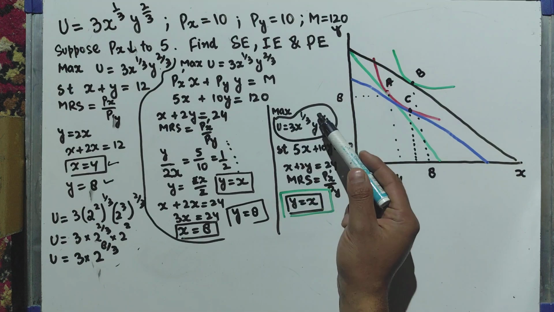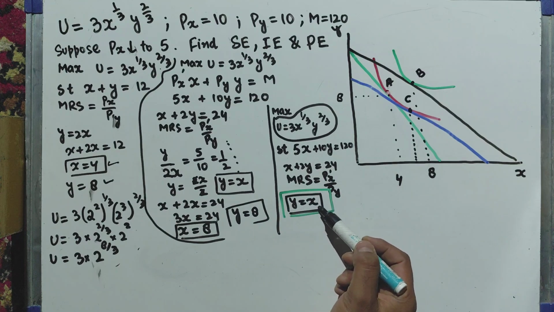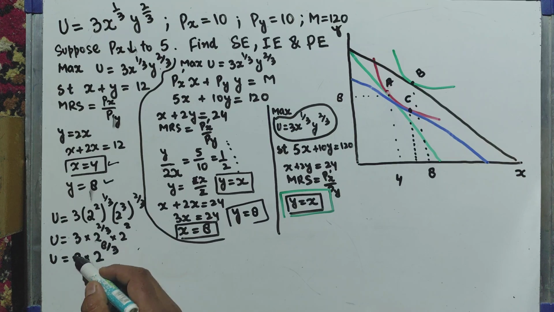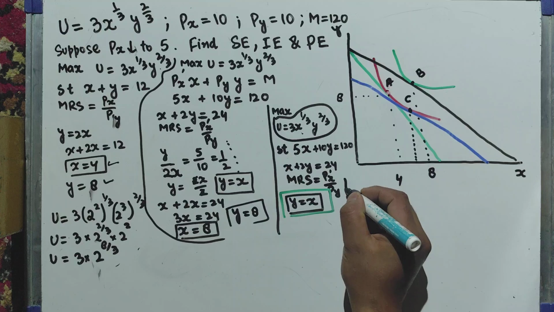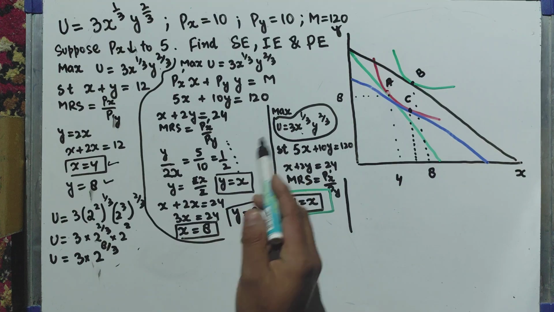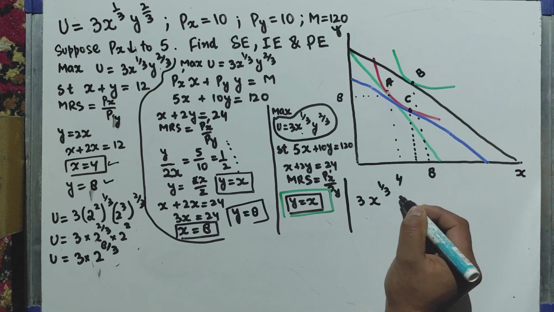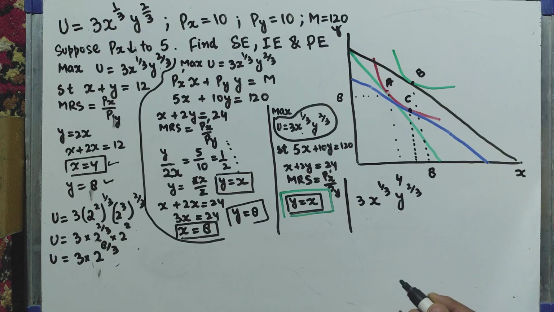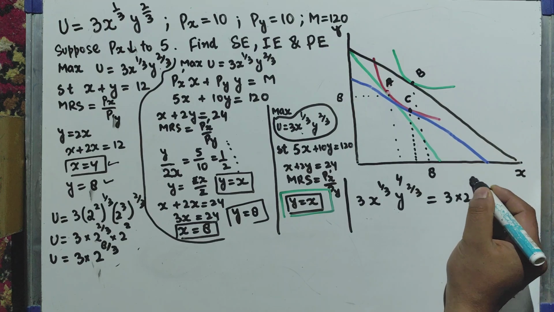Simply we have to maximize this utility function subject to the new budget constraint. Then we got y is equal to x. Now what is the initial utility? This very thing is the initial utility. We equate it in this equation, then we plug the value of y is equal to x to find out the value of x. So in place of u I write this stuff, or let me write it like this: 3 x raised power 1 upon 3 times y raised power 2 upon 3 should be equal to the utility that the consumer is getting, that is equal to 3 times 2 raised power 8 upon 3.